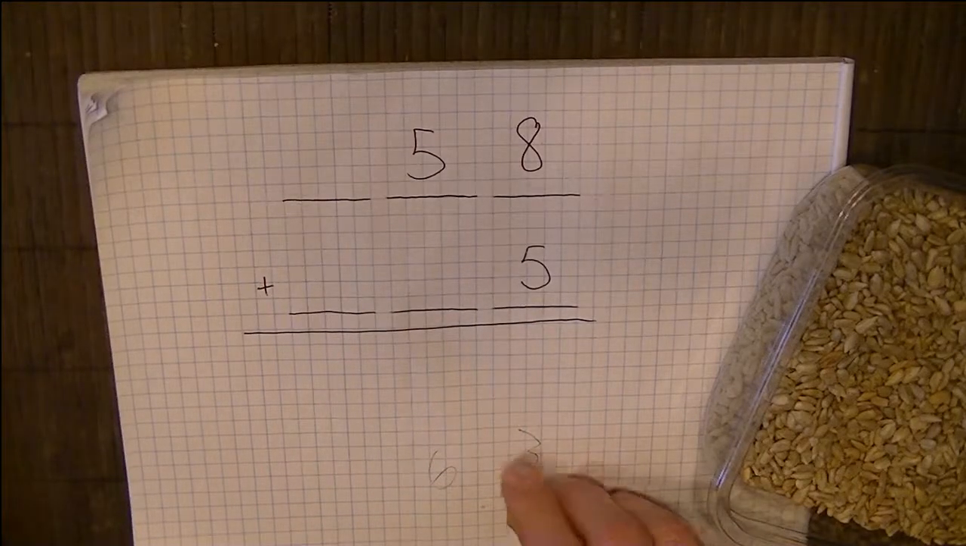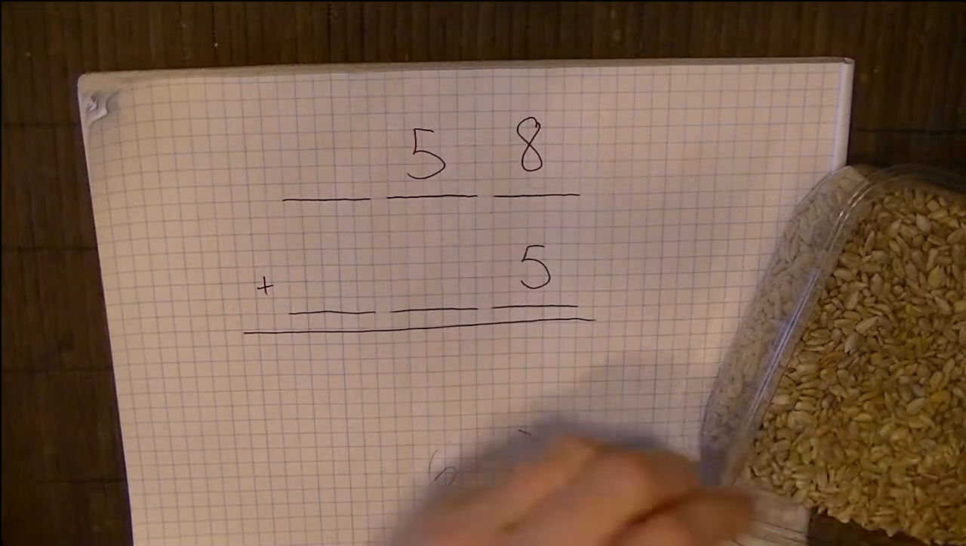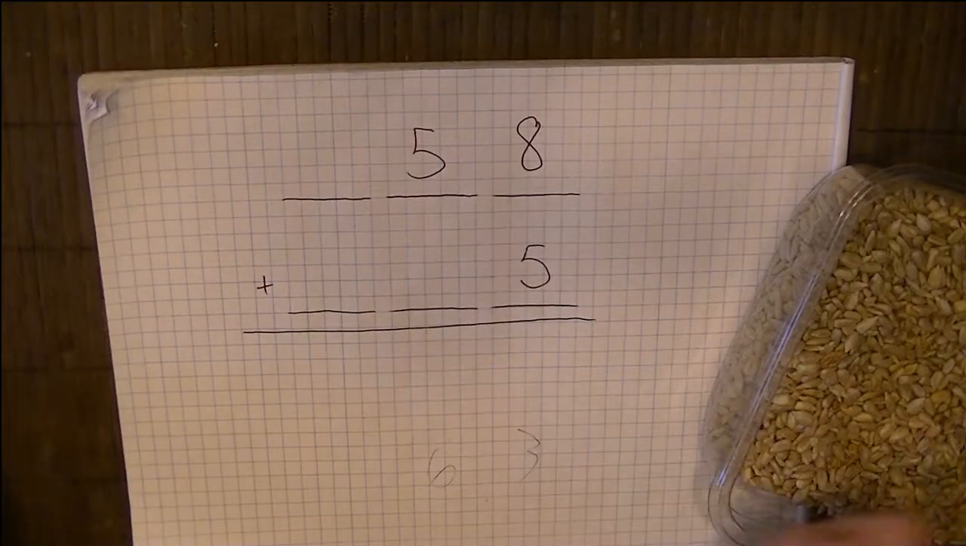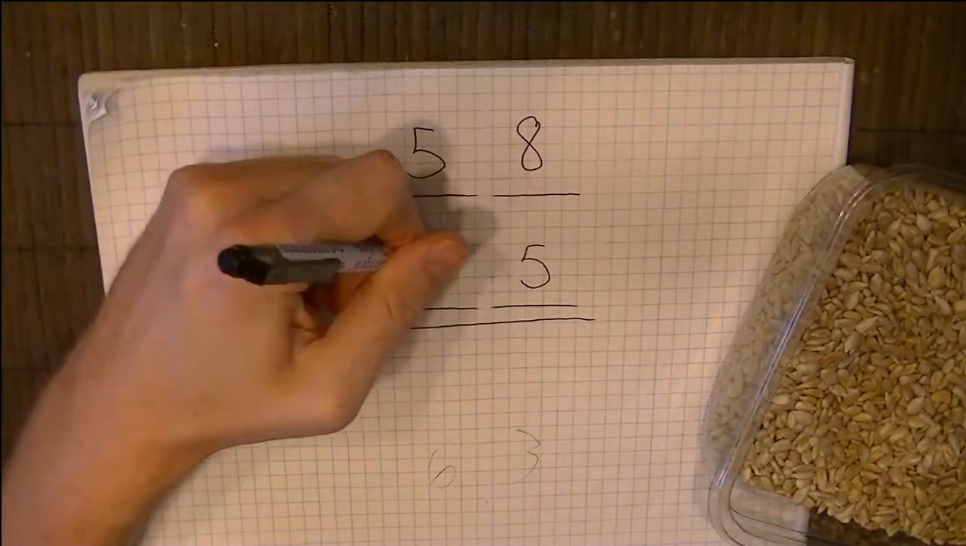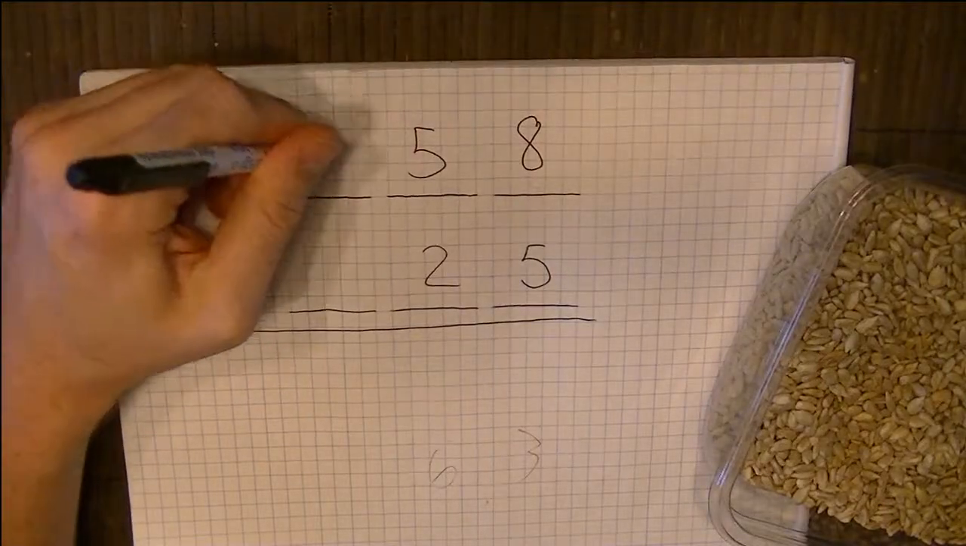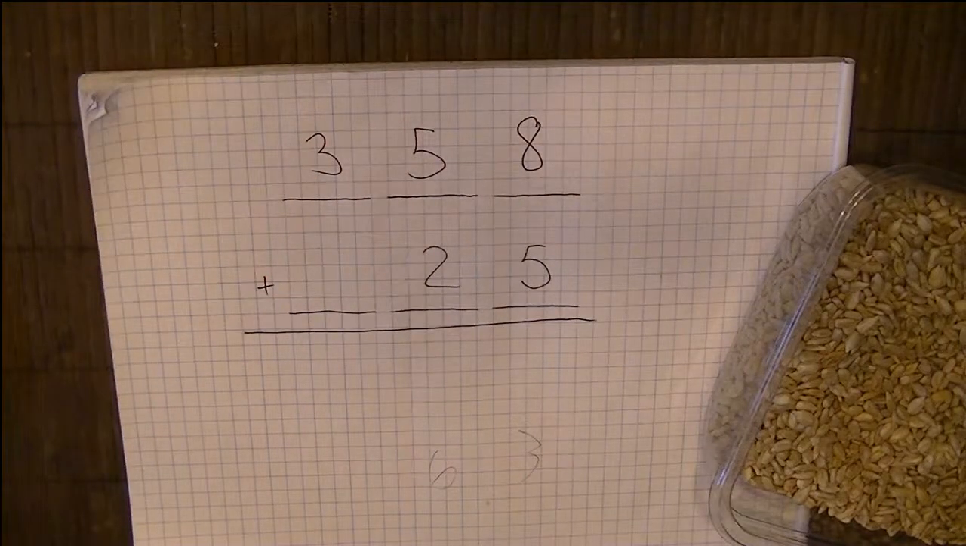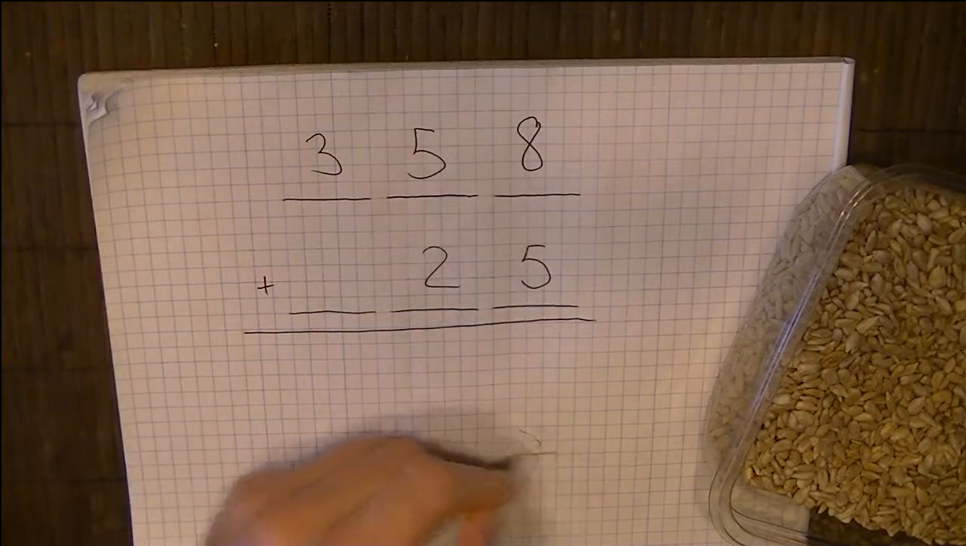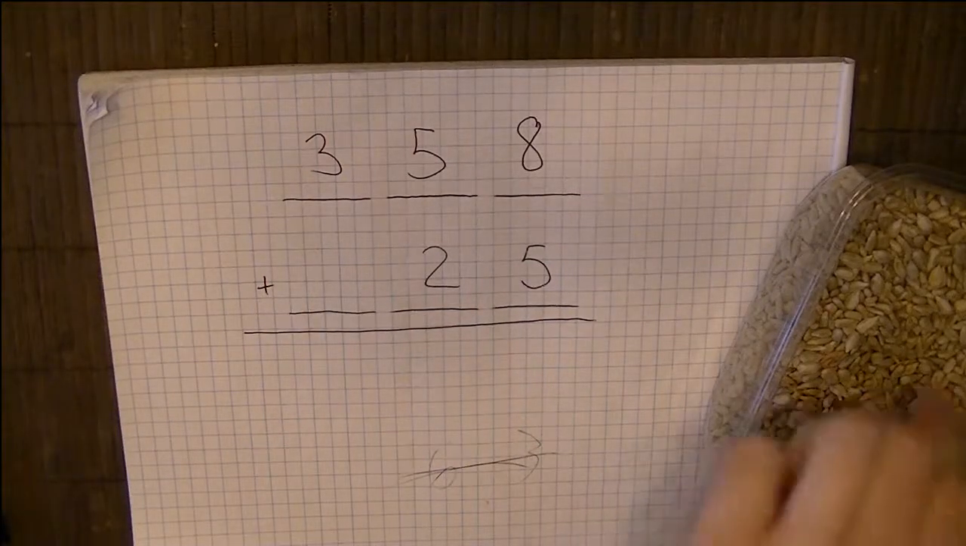Okay, but that's not all. What about a bigger number? What if I said, let's make this 358 plus 25? Well, the answer won't be 63. What will the answer be? Well, okay.